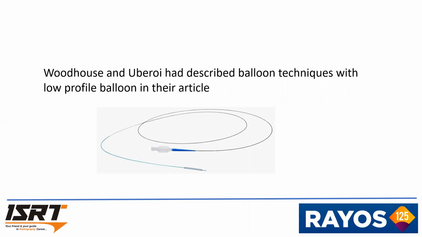And one technique introduced by Woodhouse and Oberoi. They have described balloon technique with a low profile balloon in their article. This is a picture of a balloon, coronary PTCA guide wire, balloon. It can be introduced over 0.014 inch guide wire and the tip will be like this. We can use an inflator here, can inflate the balloon, and if we are in the catheter, we can inflate it, make sure of the grip, and we can take the catheter foreign body out.